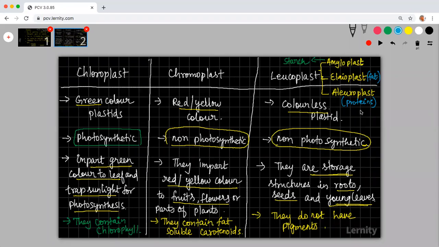The chloroplast will have chlorophyll, whereas here it will be having some pigments which are called carotenoids. And then here they do not have any pigments at all. So please quickly copy this thing down. We can move on further.